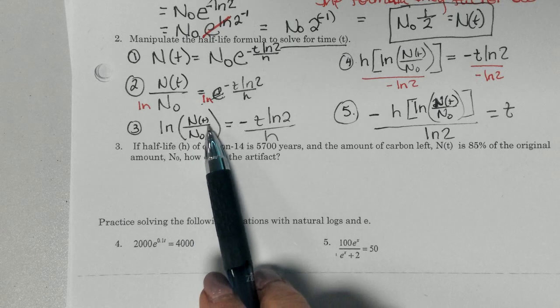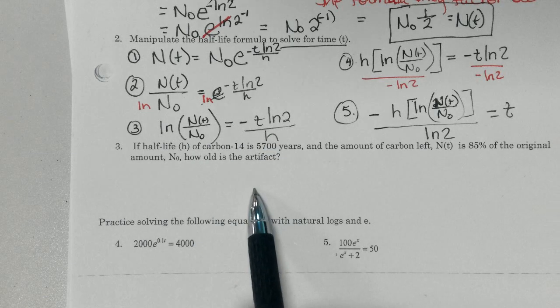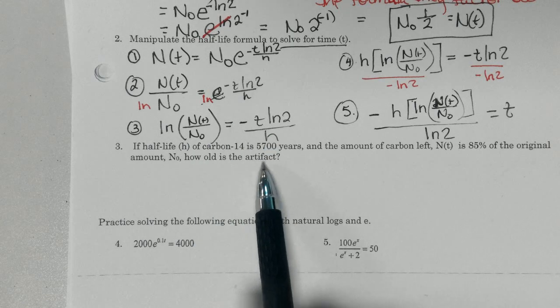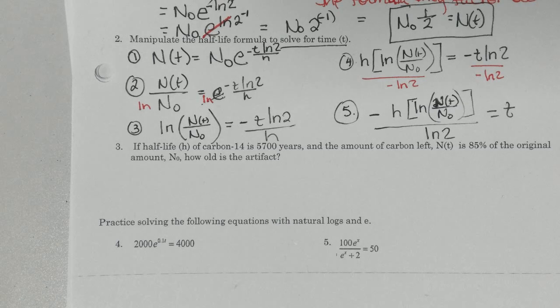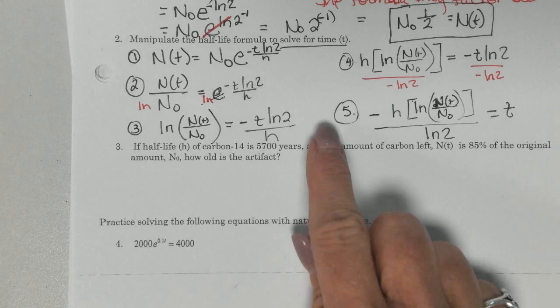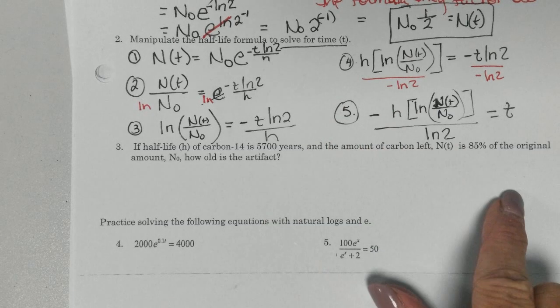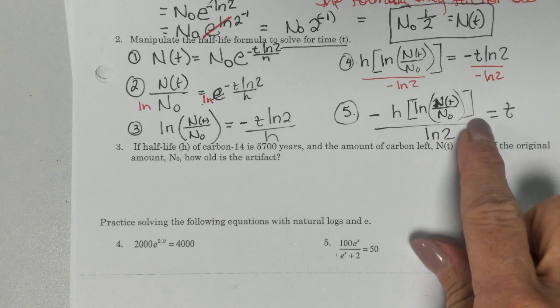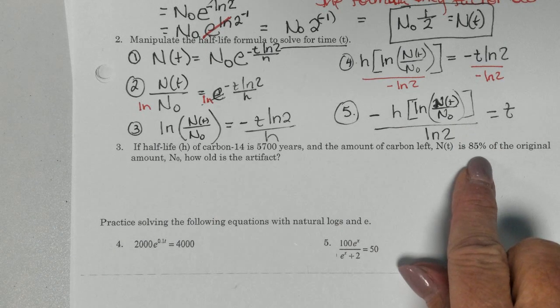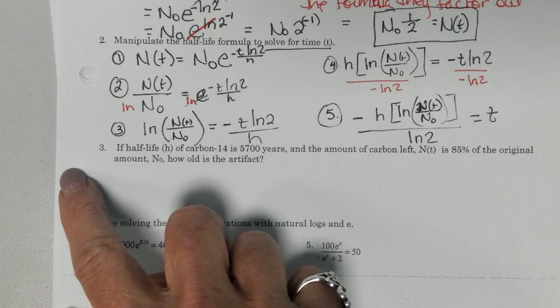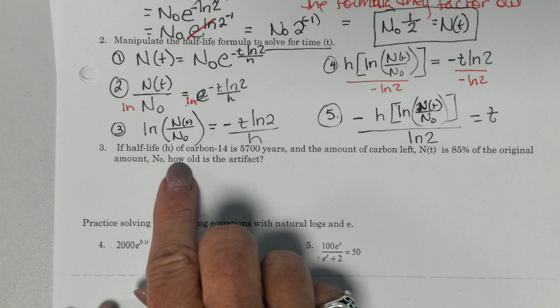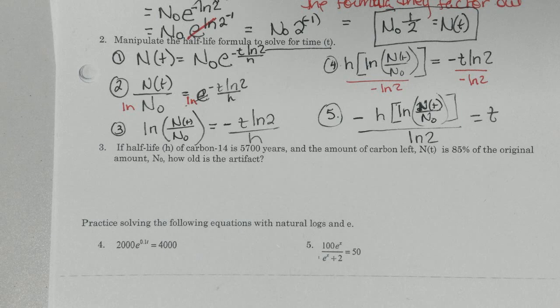The half-life of the substance carbon-14 is 5,700 years. So that means after 5,700 years, only half of it has dissipated. Okay, so it's got a long life. And the amount of carbon left that we're looking at right now is 85% of the original amount, the original amount, n sub 0. How old is the artifact?